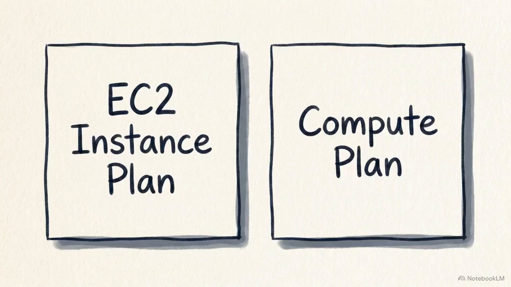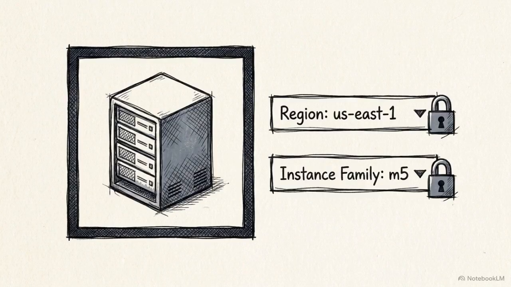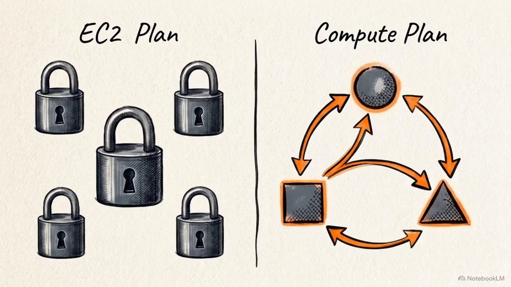Once you understand the hourly risk, you have to choose between two distinct types of plans to lock in your purchase. The EC2 Instance Savings Plan offers the highest raw discount percentage, but it rigidly locks you into a specific AWS region and a specific server family. The alternative is the Compute Savings Plan. As you can see on the right, it trades a slightly lower discount for total mobility.